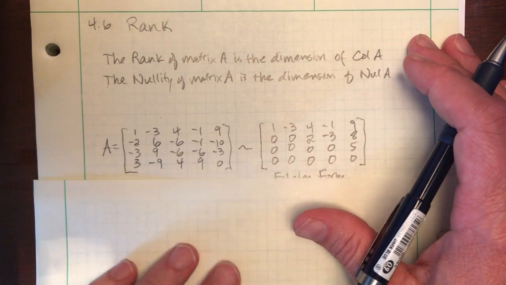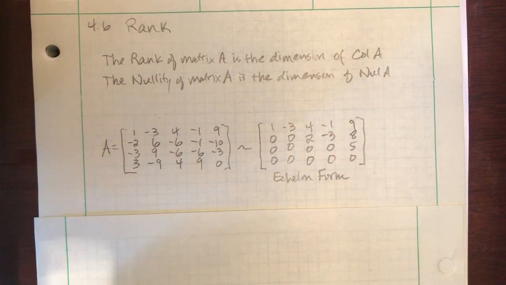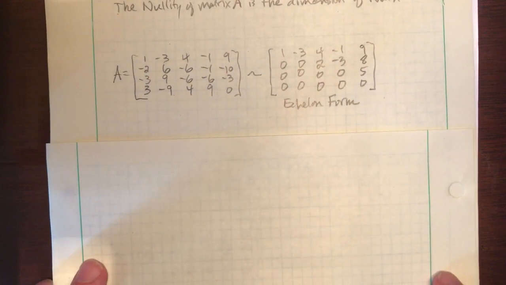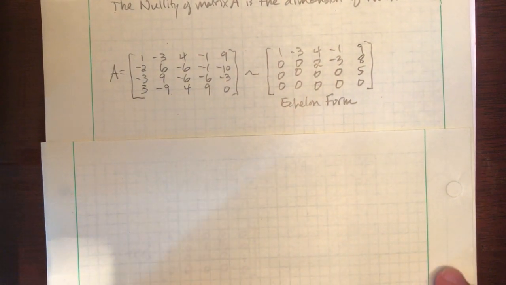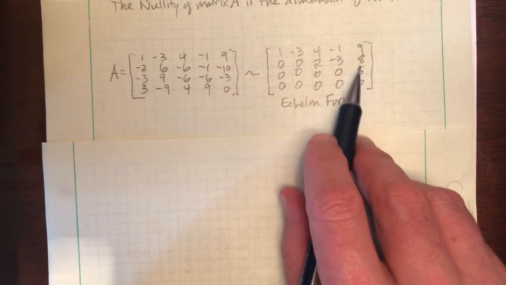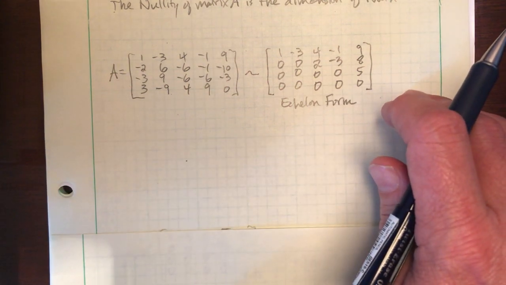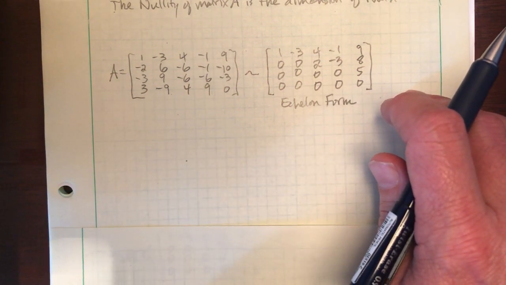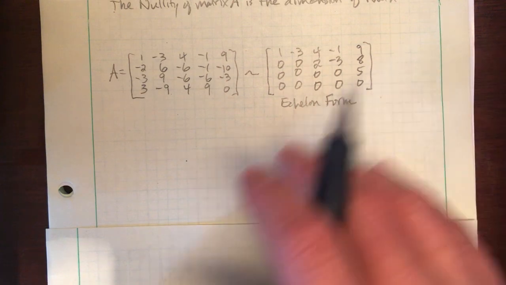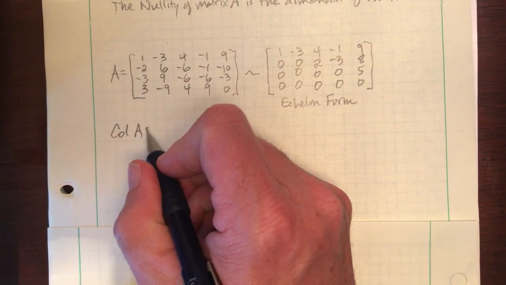So let's start with a problem and call out some subspaces. You're going to learn about a new one today, but we're going to identify dimensions and ranks. So I've got this matrix A, and I've row reduced it only to the point of echelon form. So let's call out what we know about this matrix right now. One of the big subspaces is the column space. So let's call out the column space of A.